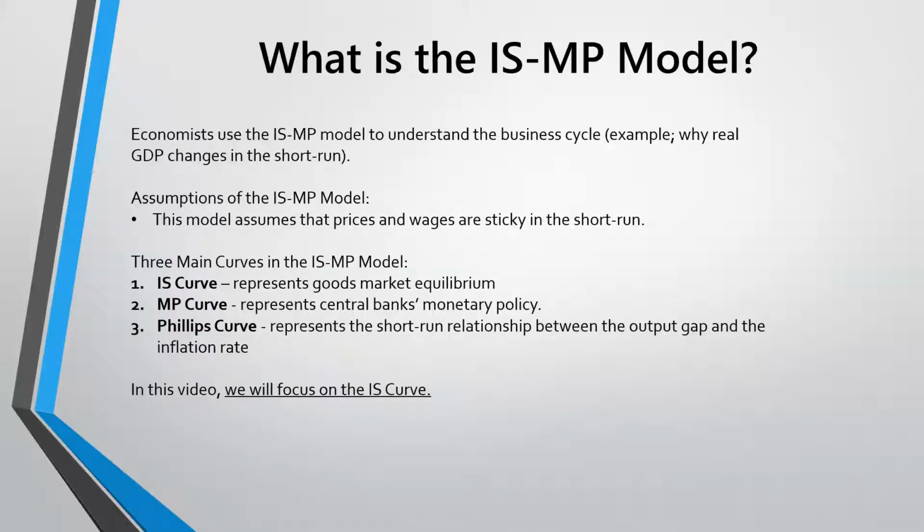So I'll start just talking about the IS-MP model kind of broadly, and then we can dive into the IS curve specifically. Economists use the IS-MP model to understand the business cycle, and some of the main assumptions of the IS-MP model would be that prices and wages are sticky in the short run. There's three main curves in the IS-MP model: the IS curve, the MP curve, and the Phillips curve. And we're going to focus in on the IS curve, which represents goods market equilibrium.